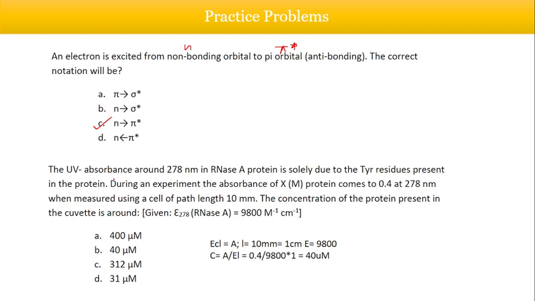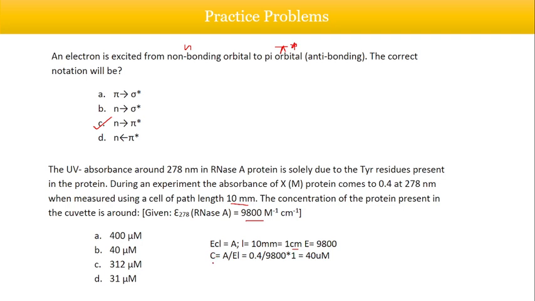Now the UV absorbance at 278 nanometer in RNase protein is solely due to tyrosine residues present in the protein. During an experiment, the absorbance of X protein comes to 0.4 at 278 nanometer when measured using a cell of path length 10 millimeter. Then the concentration of the protein present in the cuvette is around what? Here the molar extinction coefficient is given. So using the equation epsilon times c times l equals A, your path length is 10 millimeter, which is 1 centimeter, and the epsilon value is given in the particular unit, 9800.